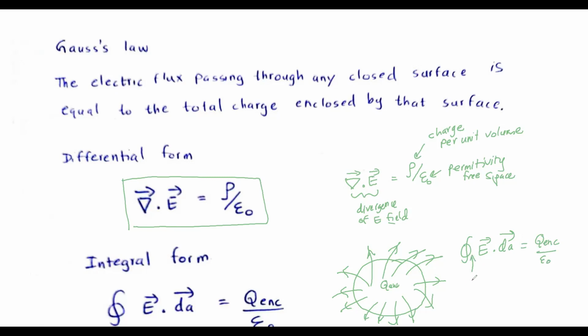So this integral denotes that we are taking the integral over the closed surface, right? So this closed loop in this integral is telling us that we are taking an integration over the closed surface, right? So we need to keep that in mind. So over the total closed surface, we are taking the integration.